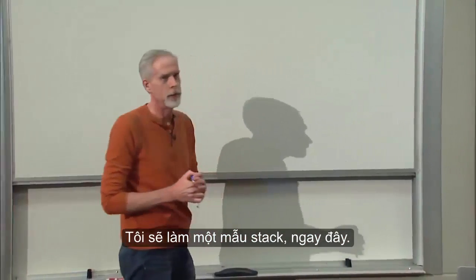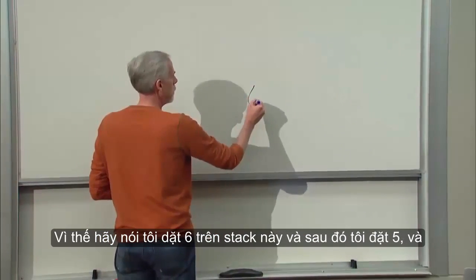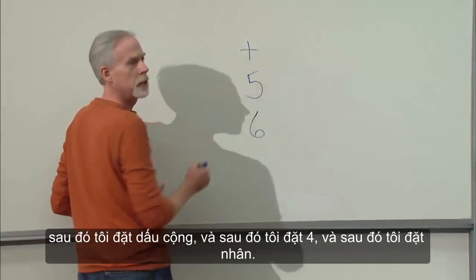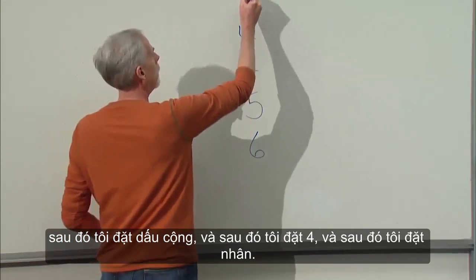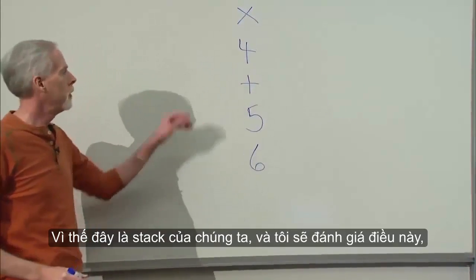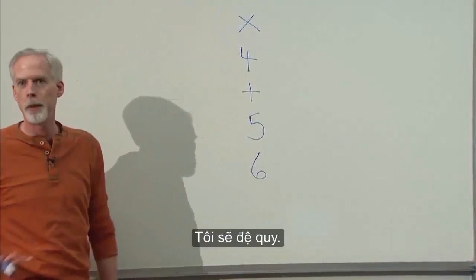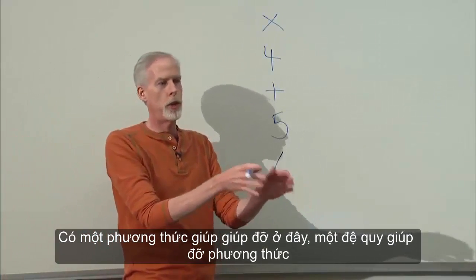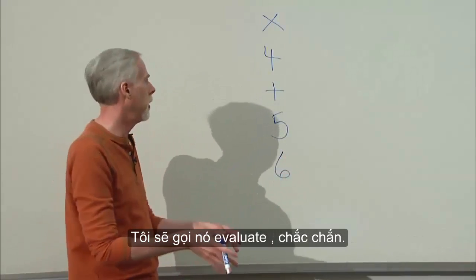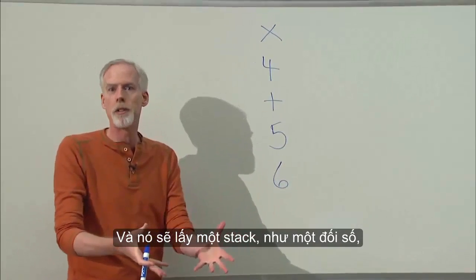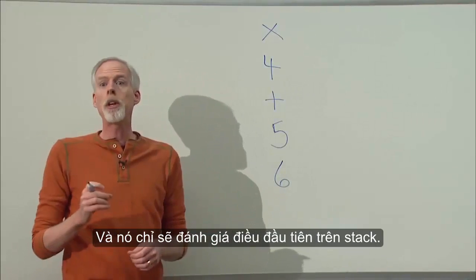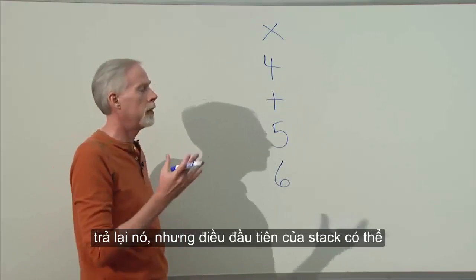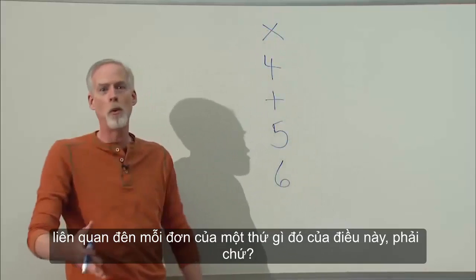Looks like this. I'm going to do a sample stack right here. So let's say I put a 6 on the stack, and then I put a 5, then I put a plus, then I put a 4, then I put times. Okay, so here's our stack, and I'm going to evaluate this, and I'm going to use recursion. How am I going to do that? Well, really, what I'm going to do is have a helper method here, a recursive helper method. I'm going to call it evaluate also, actually. And it's going to take a stack as an argument, a stack of things to evaluate, and it's only going to evaluate the top thing on the stack. That's it. It's just going to evaluate the top thing on the stack and return it. But the top thing on the stack might involve looking at every single one of these, right?